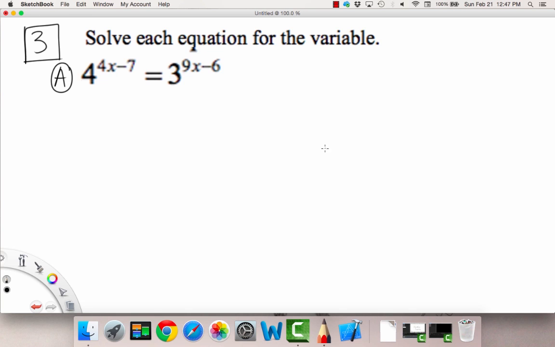Okay, now for question number 3. It says to solve each equation for the variable. So this has a part A and part B. We're just going to work on part A for now. So we have this equation here, which is 4 raised to the 4x minus 7 power is equal to 3 raised to the 9x minus 6 power.